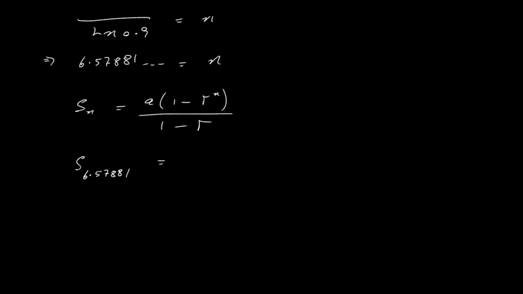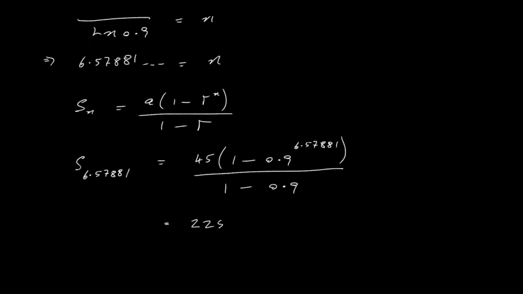So our a, when we're talking about distance, is 45 centimeters. That's the first distance it traveled. 1 minus 0.9 to the power of 6.57881 divided by 1 minus 0.9. So again, this is all just calculator work, and what you get there, when you put all that into your calculator, you'll get 225 centimeters to the nearest integer. And that's it for this particular question.